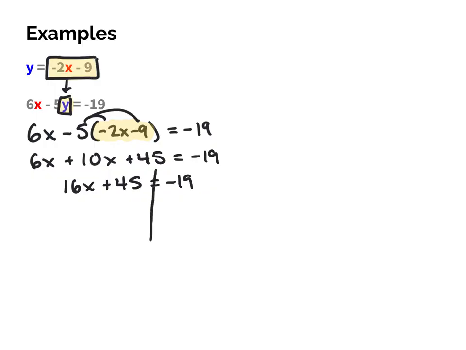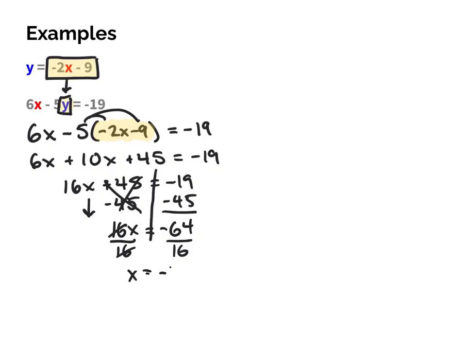Now that I have all my x's gathered, I can do my inverse operations. So here I'm going to subtract 45 first. That's going to cancel on the left side, and on the right side, that's going to simplify down to negative 64. I'm then going to bring down my 16x, and lastly, when I divide both sides by 16, I'm going to get x equals negative 4. So by doing that, I have now solved for x. Substituting in that expression for y allows me to solve for the other variable, x.